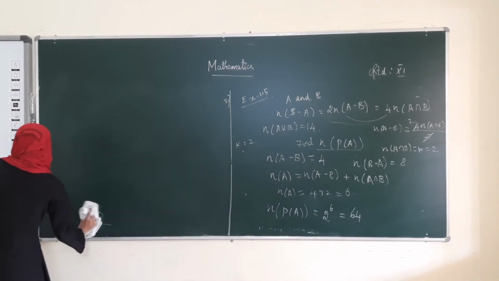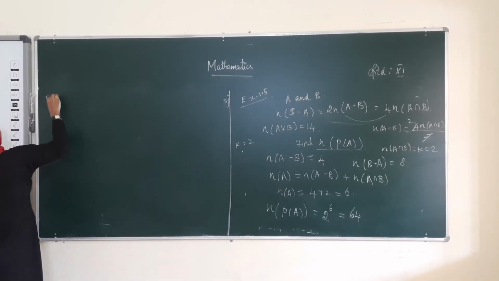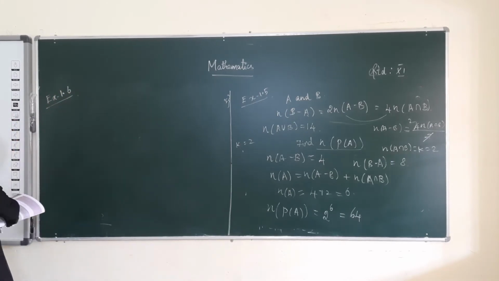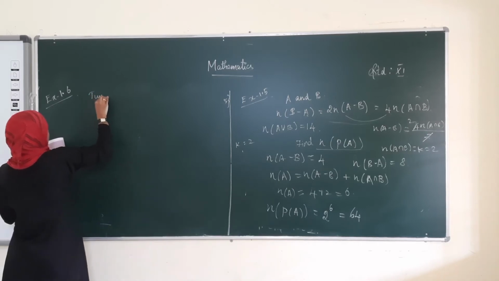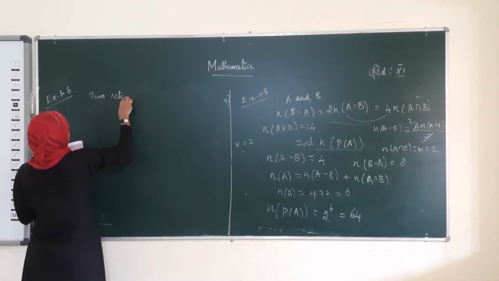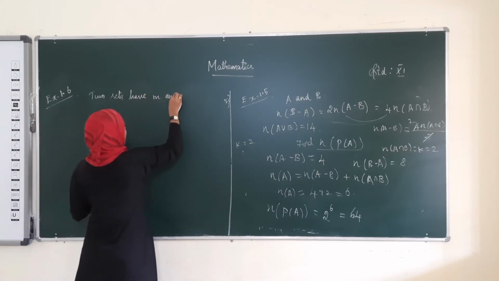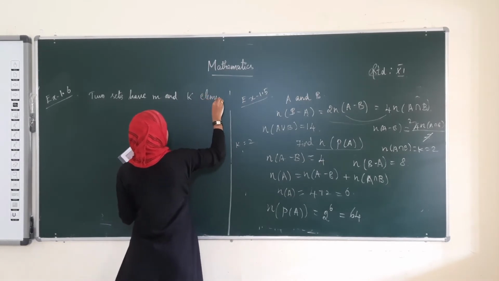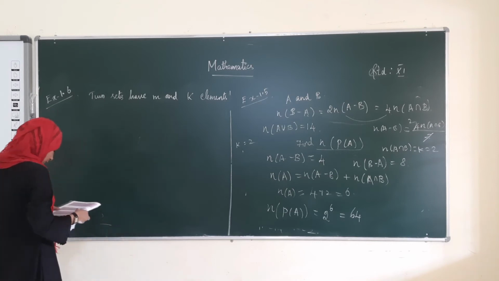Now, let us see the next example, 1.6. What have they given? Two sets have M and K elements. That is, the number of elements in one set is M and the number of elements in the second set is K.